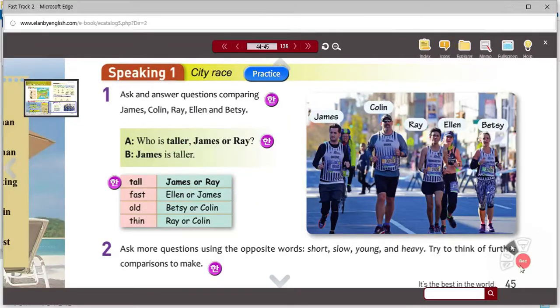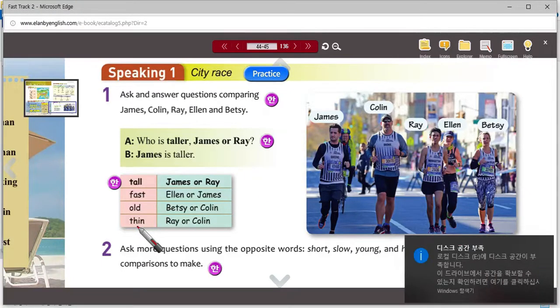Okay, and I'll see you back here when you've finished your sentences. All right, let's check this out and see how we did. Right, so we did the first one. What about the second one? Who is faster? Ellen or James? So there's Ellen, there's James. I can't really tell, but James seems to be ahead. So James is faster than Ellen. Okay. Who is older? Betsy or Colin? Now, Betsy has less gray in her beard, so I think Colin is older. His age is higher.